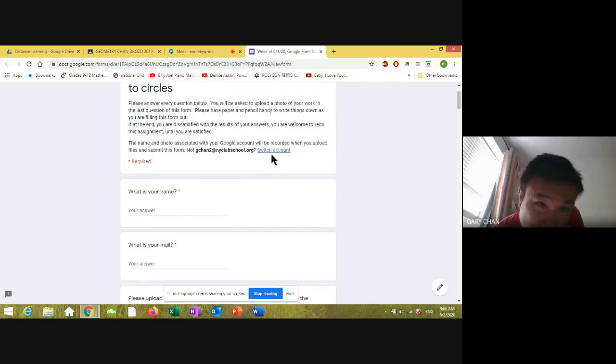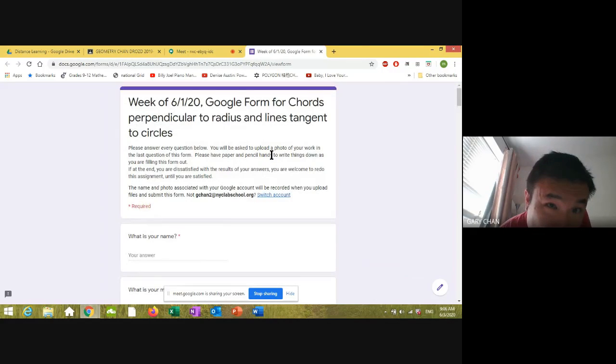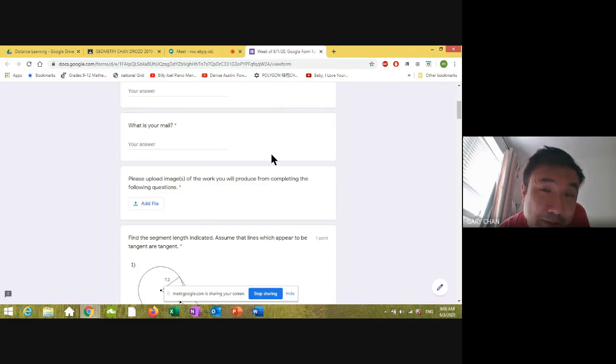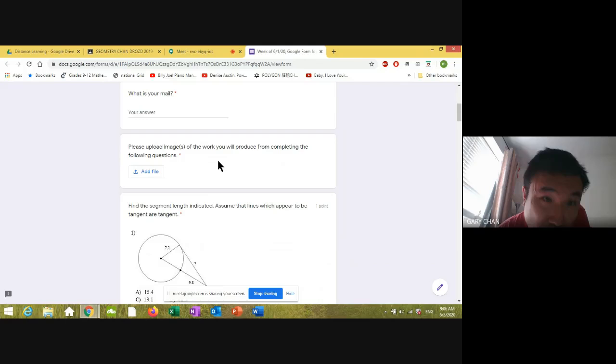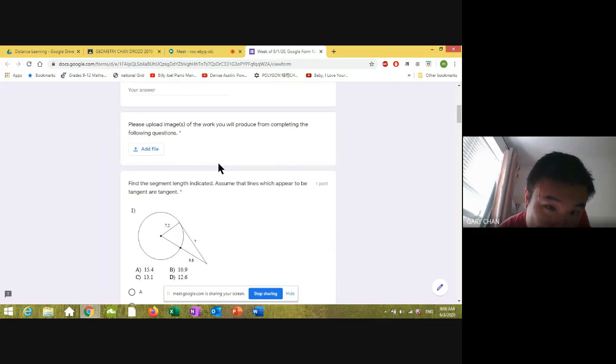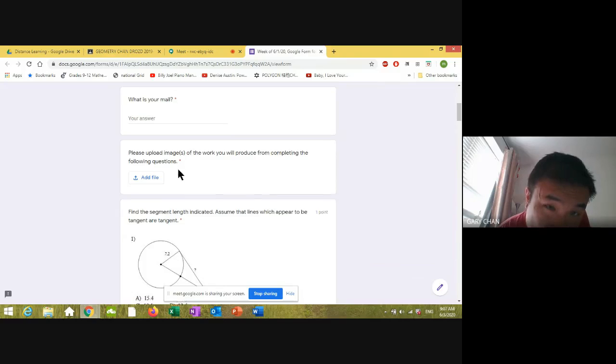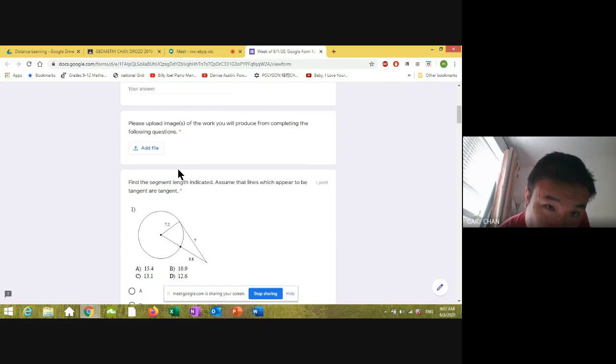Is it the chords one? Or perpendicular? This is the 3 of 3 Google Forms that you are working on right now, and it's titled Chords Perpendicular to Radius and Lines Tangent to Circles. For this, I'm also asking that you upload some of the work that you have done. So fill out the form, put your name, right? But also at the end, once we're done with everything, take a photo of the work that you've done and then upload it in here.